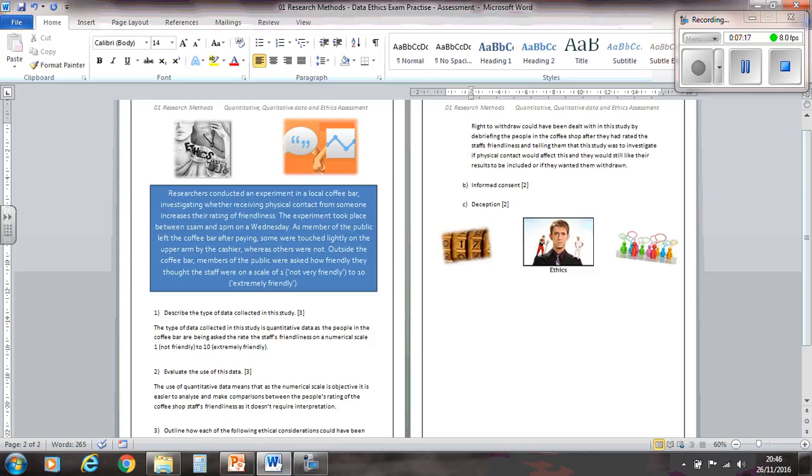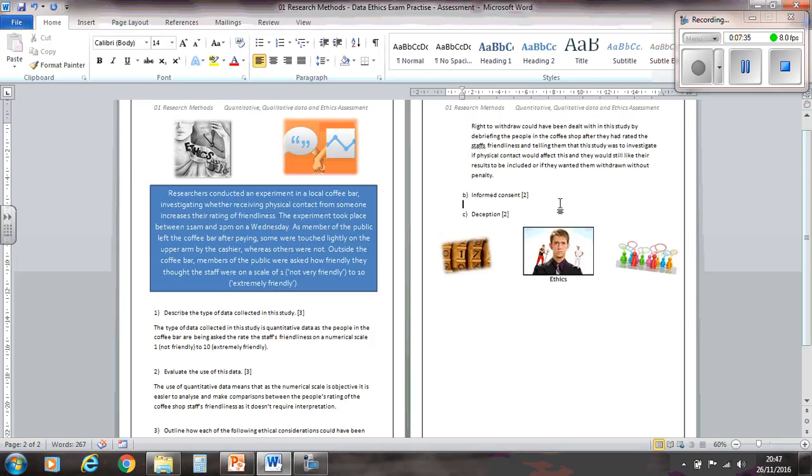So basically what you're saying is that you're going to debrief them at the end after rating the friendliness and then give them that right to withdraw, so the results don't have to be in the study. You might want to just put as well without penalty, so the results could be included if they wanted or withdrawn without penalty.